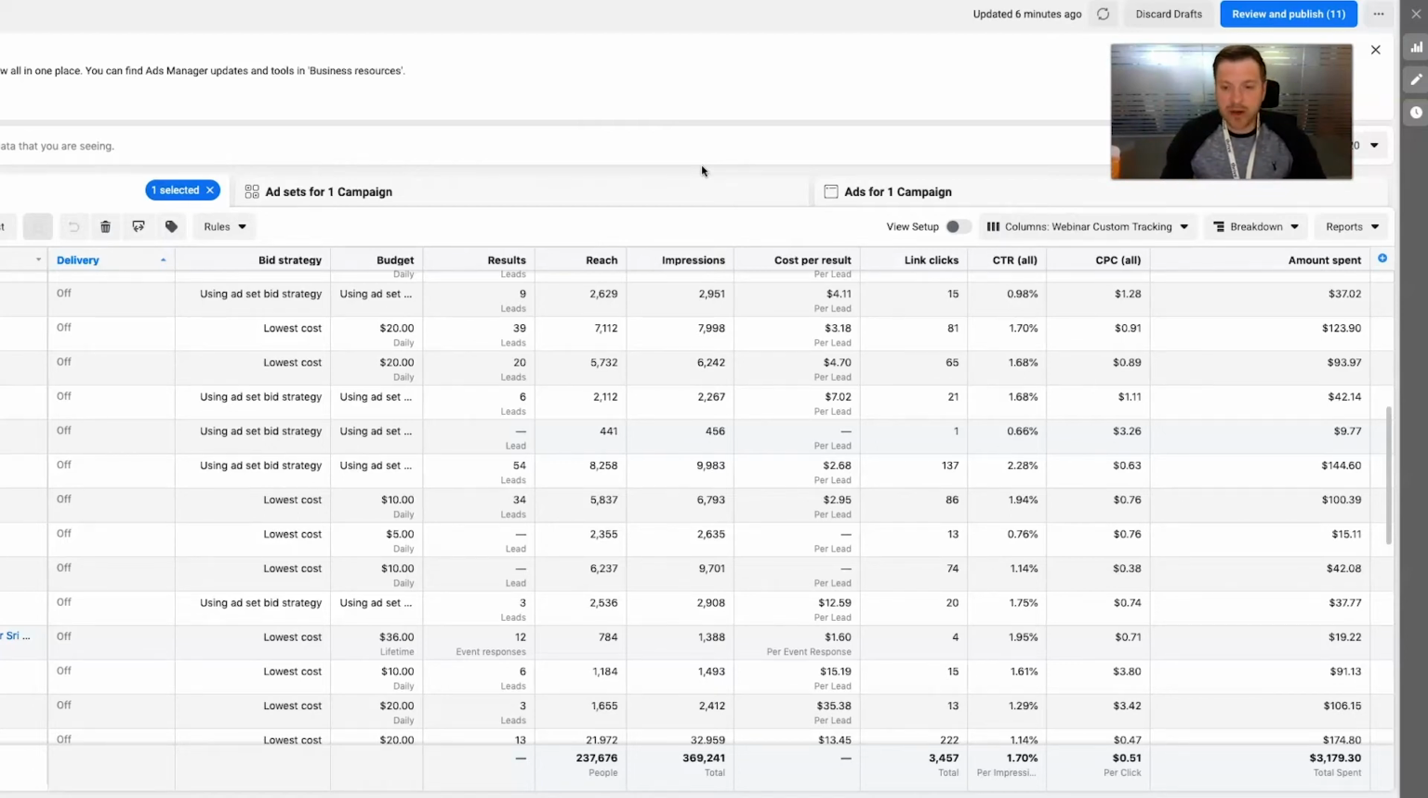Predominantly, especially if we're English speaking, a lot of you will be targeting UK, US and Canada. The cost per lead can be quite a bit higher based on what country you're targeting as well. We'll break that down in a moment.